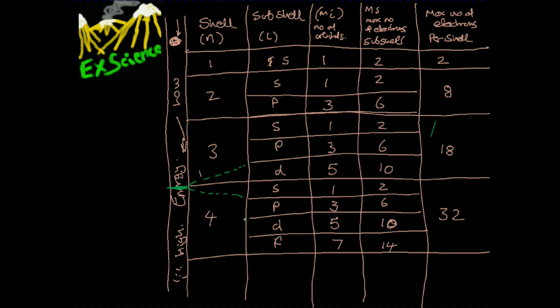And the final point is that for the sake of the A-level exam, we actually cut off the chart at this point. So if we completely fill up, count the electrons up to this point here, this brings us to 36, which means that the atomic number is 36. And down here, we don't need to know it.